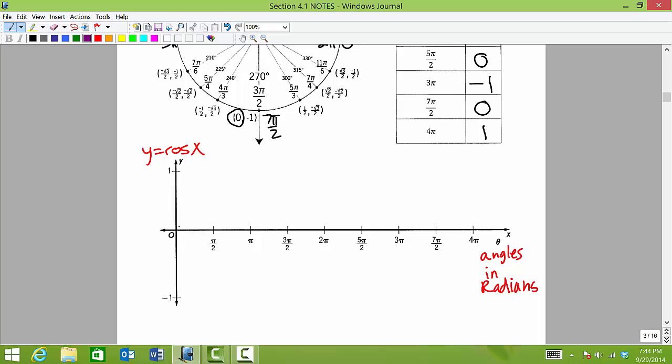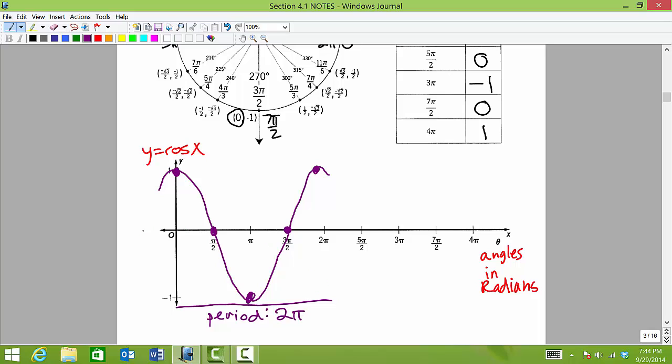We have 0, 1, pi over 2, 0. And at pi, we're down to minus 1. 3 pi over 2 has a cosine value of 0. And 2 pi, we're back at positive 1. So once again, we see that cosine has a period of 2 pi. So we complete one full cycle of cosine between 0 and 2 pi.